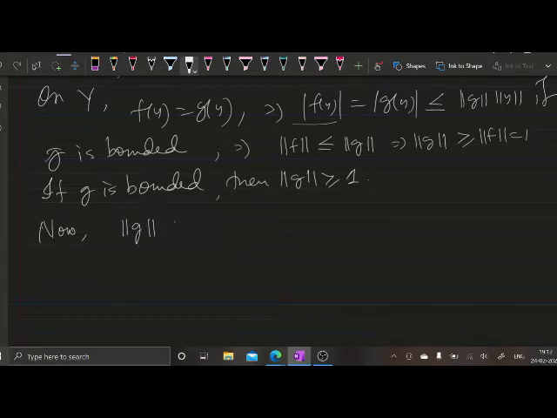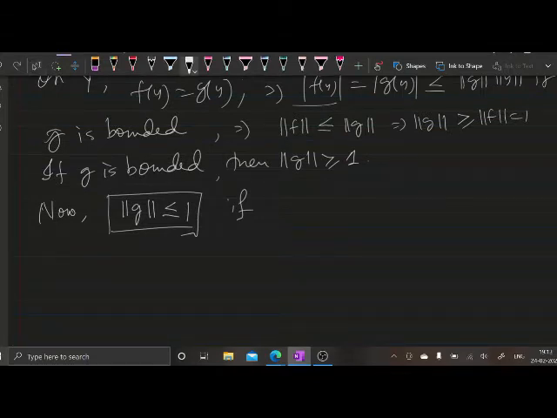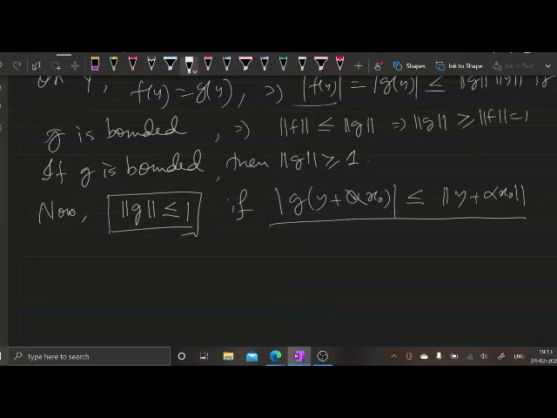Now, if you assume that norm G is less or equal to 1, you can say this conclusion: suppose mod of G of y plus alpha x naught is less or equal to norm of y plus alpha x naught, right? Because G has been defined on the subspace. If this is true, then you can say two things. One is G is bounded, and another one is norm G is less or equal to 1.